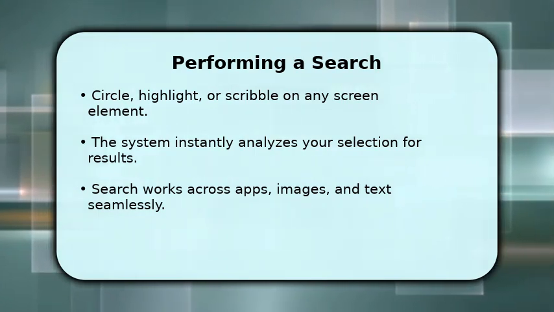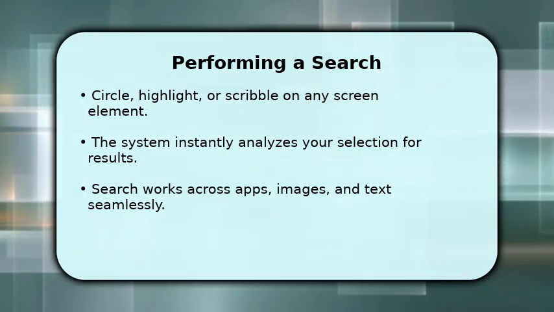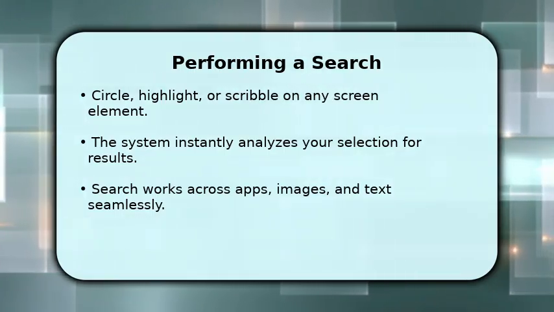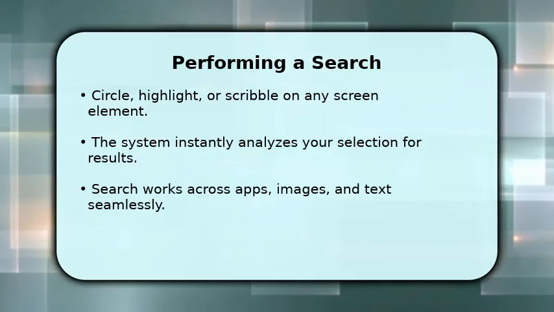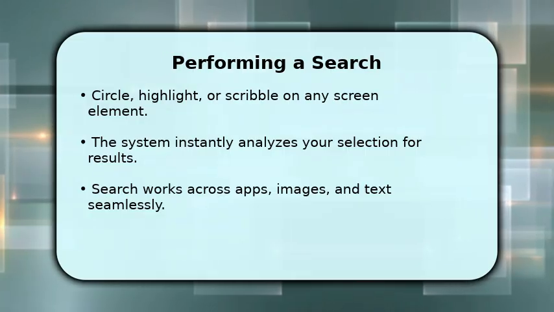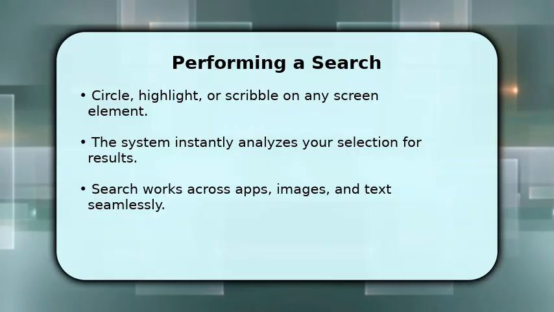Just circle, highlight, or even scribble over any item on your screen that you want to learn more about. The system immediately analyzes your selection, providing relevant search results without leaving your current app. This works incredibly well whether you're looking at an image, reading text, or browsing within any application.